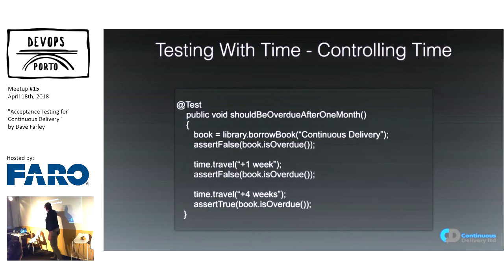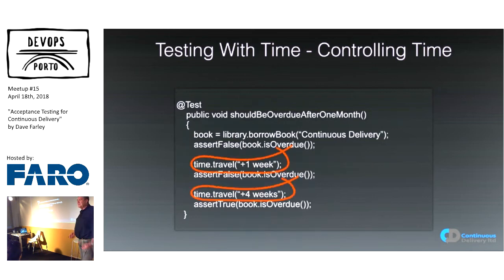So we've got a library. We're going to borrow a book called Continuous Delivery. Very good book. And we're going to assert that the book is not yet overdue. Then we're going to time travel forwards 1 week, and we're going to assert that the book's still not overdue. Then we're going to time travel forwards 4 weeks, and we're going to assert that the book is now overdue. So clearly the interesting things here in our domain-specific language are time travel.